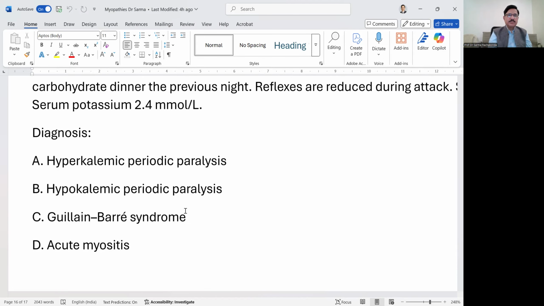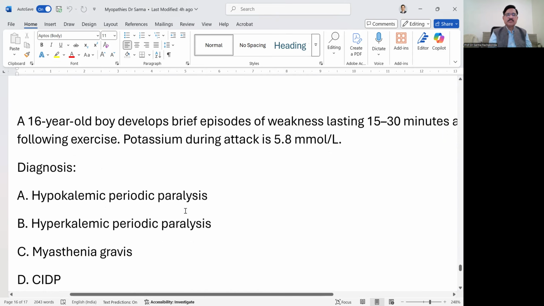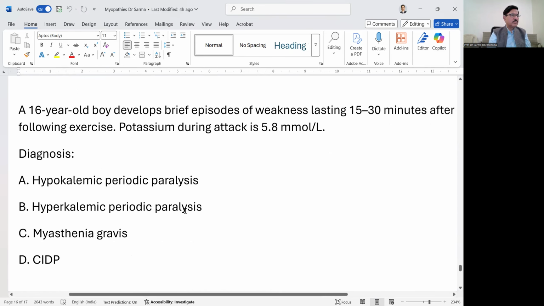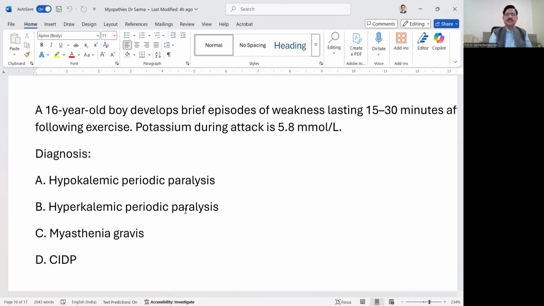Next one. What is the answer? Potassium is 5.8, and the weakness lasts 15 to 30 minutes even after rest. That's hyperkalemic periodic paralysis.